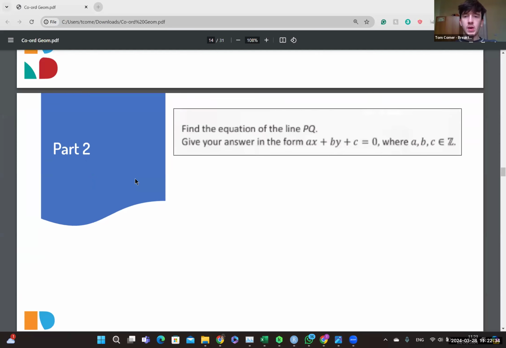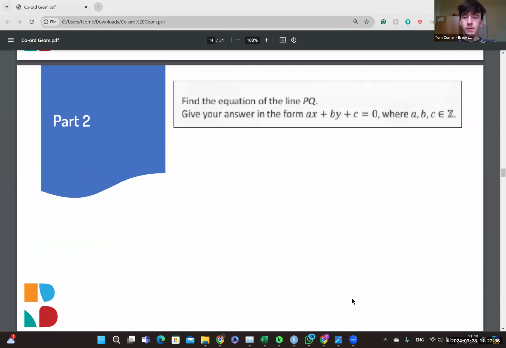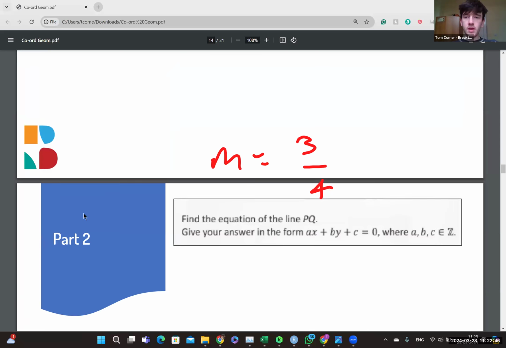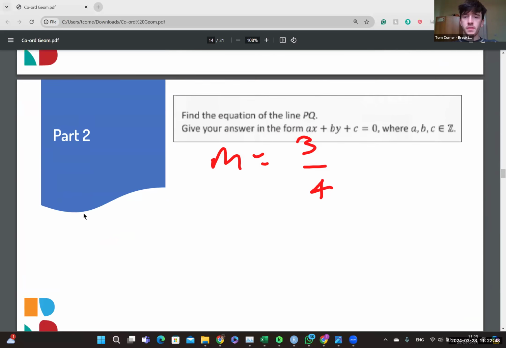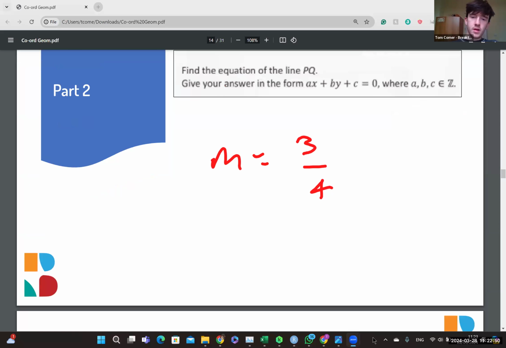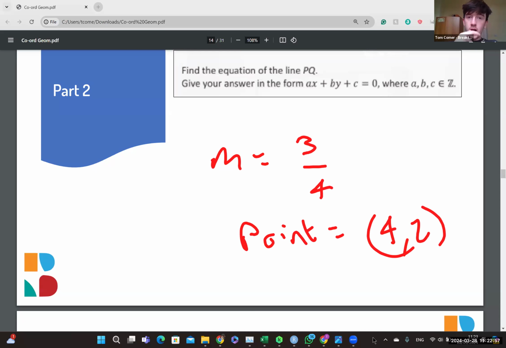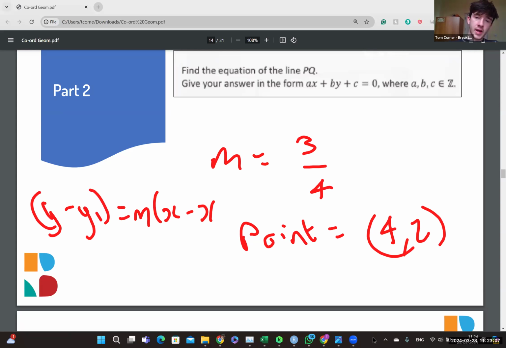Now we're looking to find the equation of the line PQ. I'm going to give you all the information you need to do this. m equals 3 over 4, and a point on the line was 4, 2. I'm going to write out the formula, which is y minus y1 equals m times x minus x1.